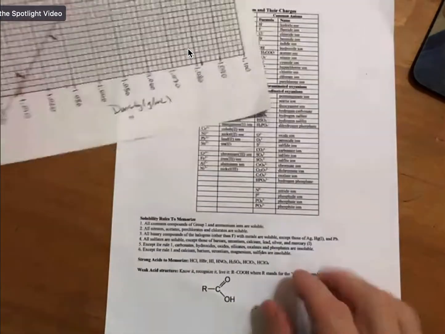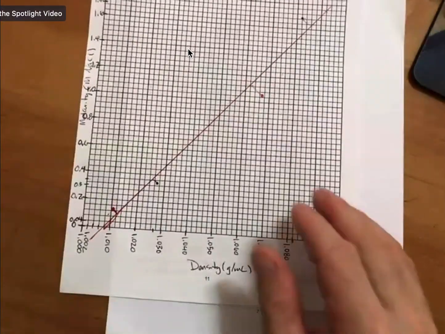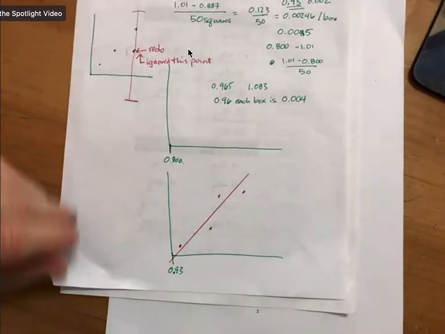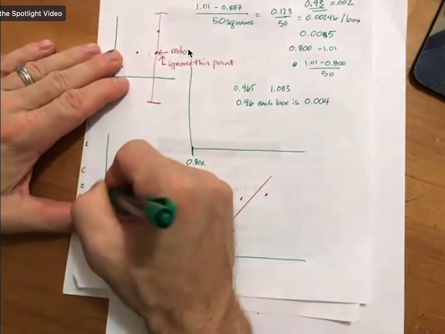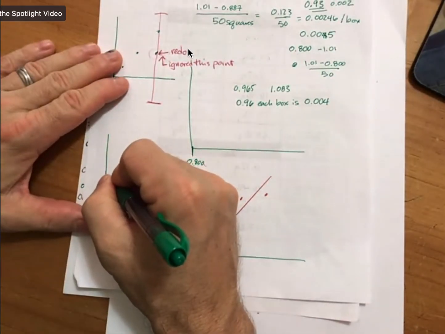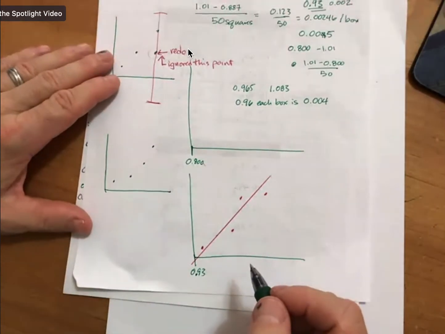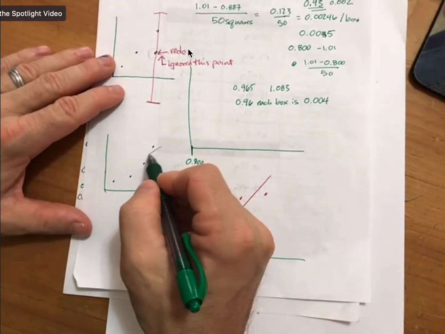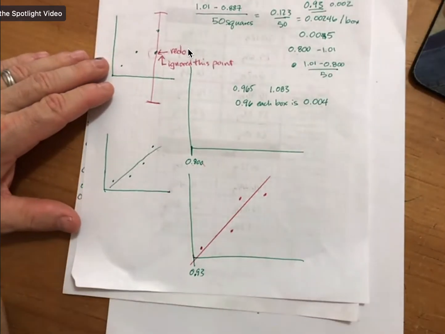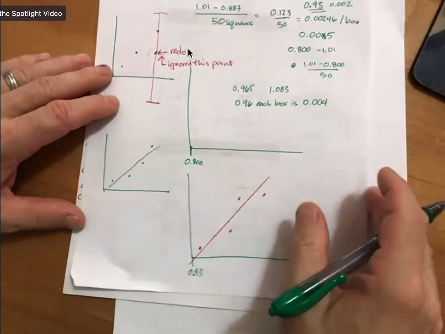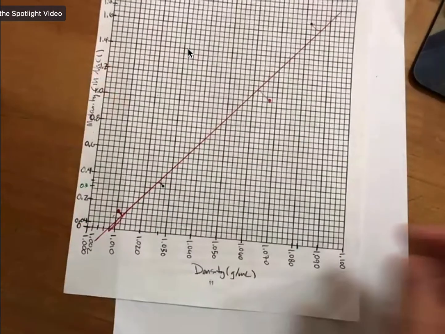So I had another example here. Your data may look more like this, or your data could look more like that. Whatever you do, draw a best fit line that goes somewhere between all 4 of your points. Okay. And if you have any questions, I'm happy to look at it.